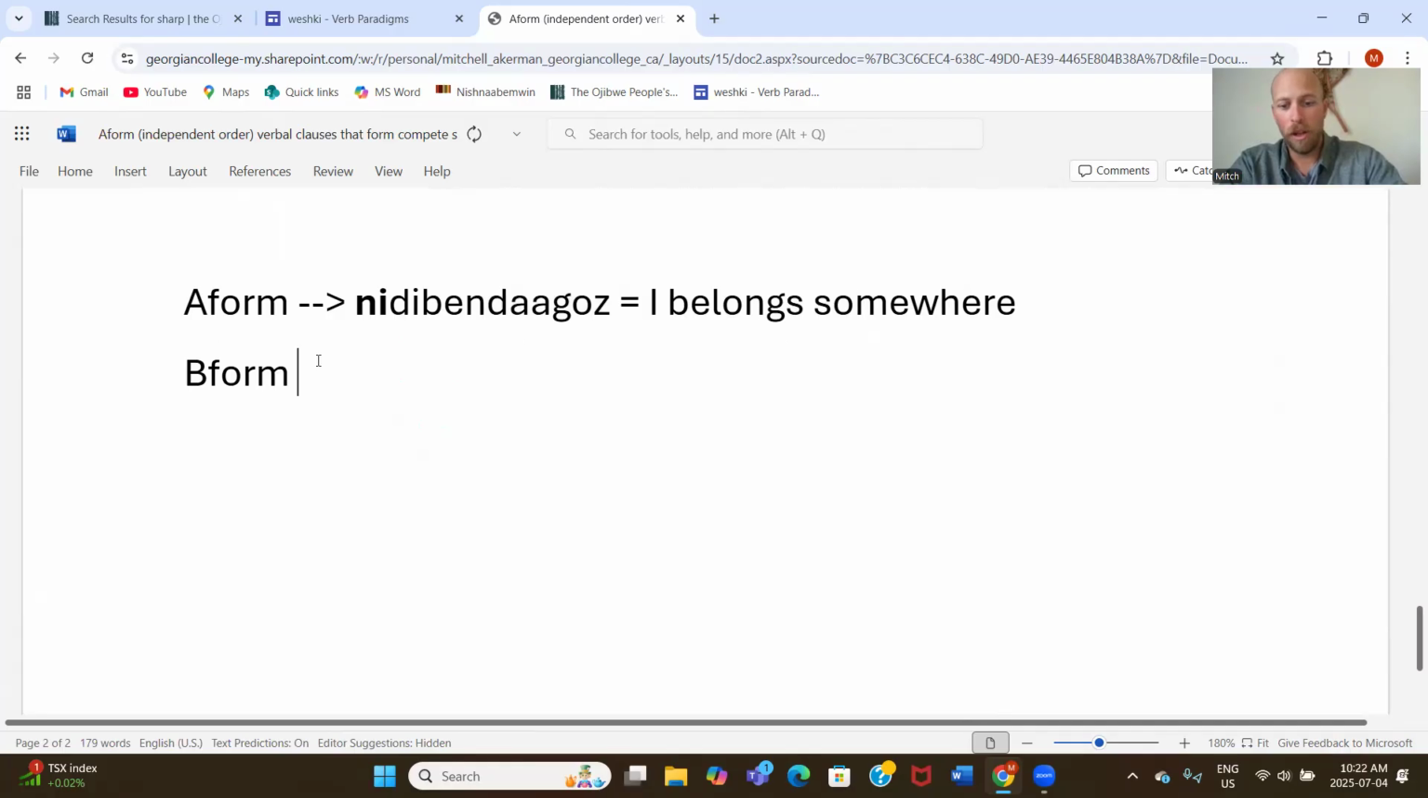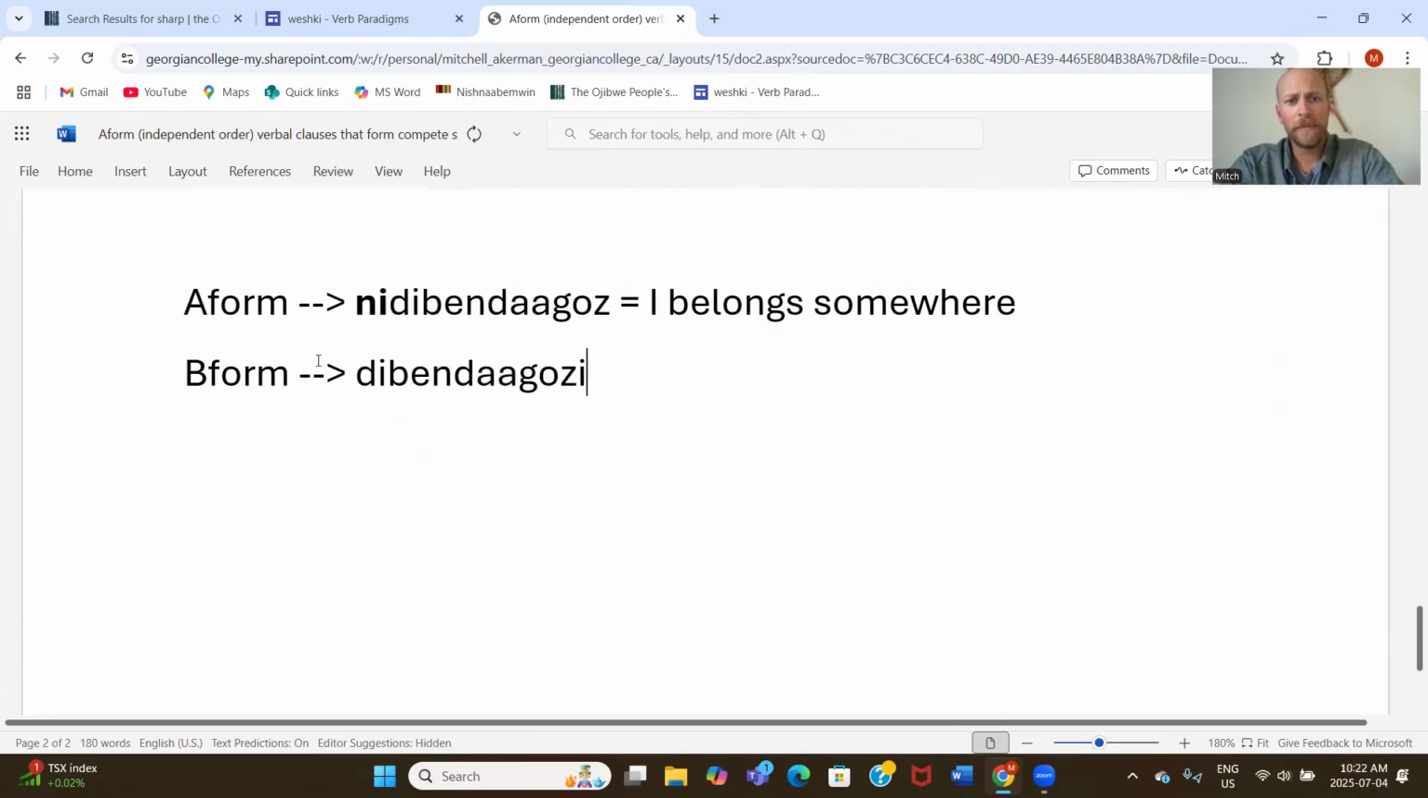So if you wanted to say, oh, I belong to Cape Croker, like that's where I'm a registered band member of. You can say Neyaashiinigamiing in the band August. I'm a band member at Cape. Neyaashiinigamiing in the band August. Or we can put it in B form.